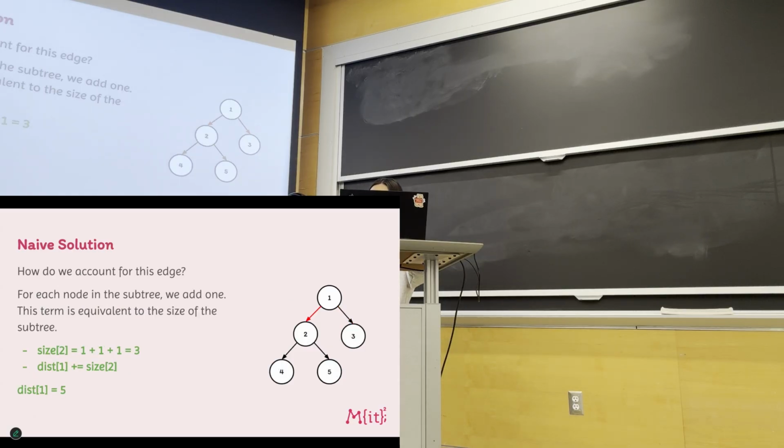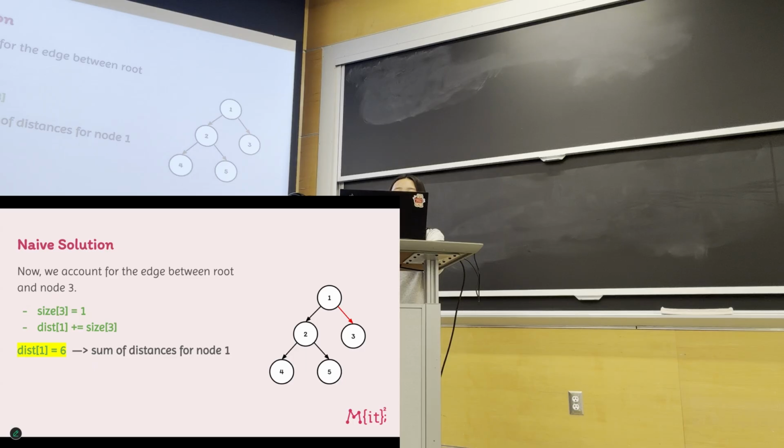And so kind of how we do this is for each node in the subtree, we add 1. So for this subtree containing these 3, we add 1 to account for that path between the root and the node. So there's 1 added for 2, and then 1 added for node 4, and 1 added for node 5. And that results in the same as the size of the subtree, which is 3. And if you add that to our answer from earlier, we get 5.